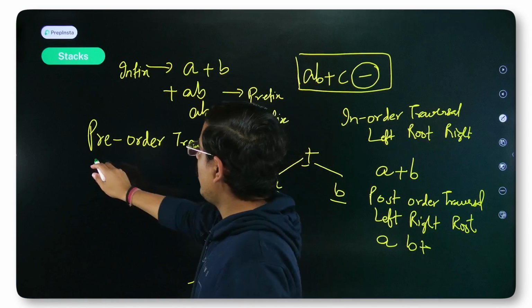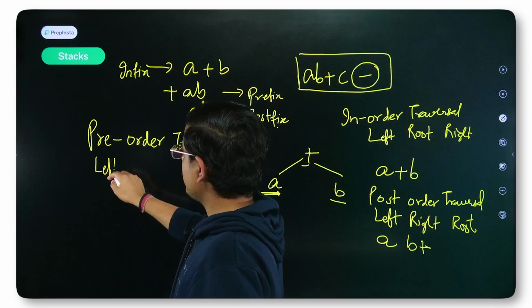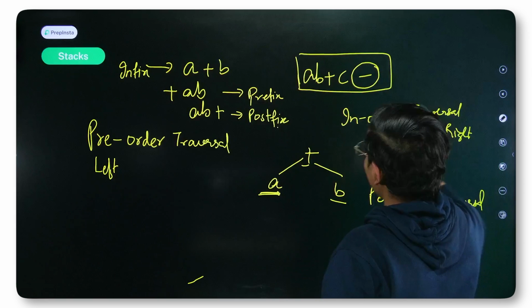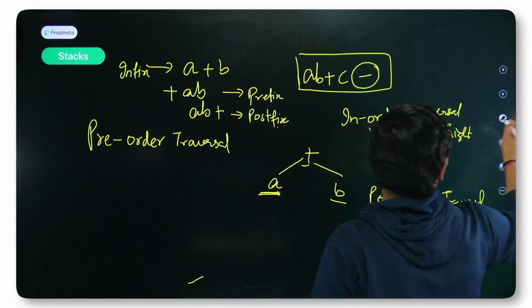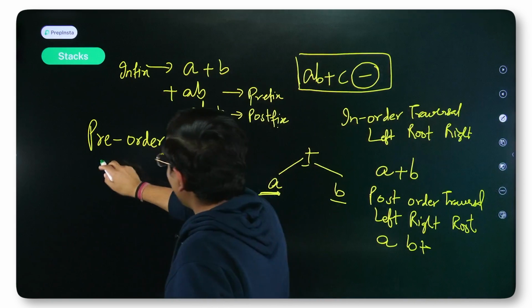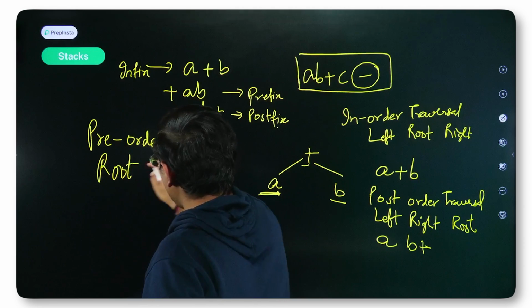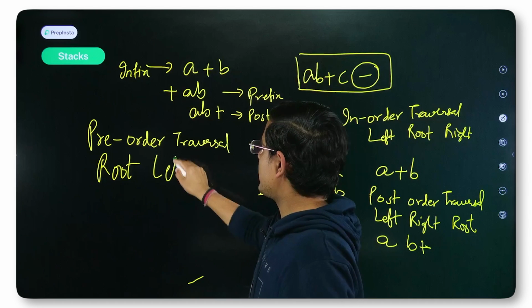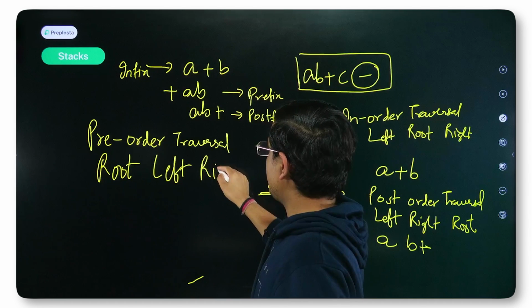So in pre-order, first you do left. Is it true? No, it's not true. Why? In this you first traverse root. That's the main difference between any other order and pre-order. Here you first traverse root, then left subtree, and then right subtree.